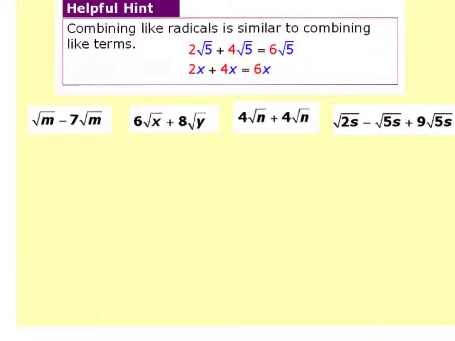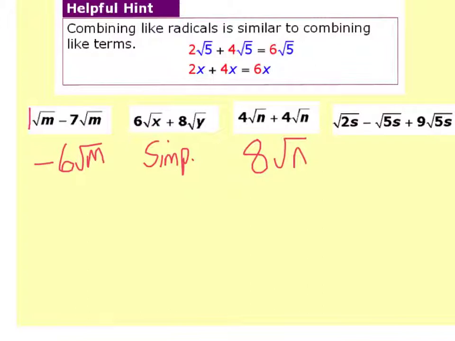Alright, here are the ones we cross out from the other side, so a little easier to work with. Alright, let's keep going. There's an invisible 1 right there, so you can write that in. So we say 1 square root m minus 7 square root m would be negative 6 square root m. Here I have 6 square root x plus 8 square root y. We can't do that, so we would say that that's already simplified. 4 square root n plus another 4 square root n would give us what? 8 square root n. It just kind of flows.